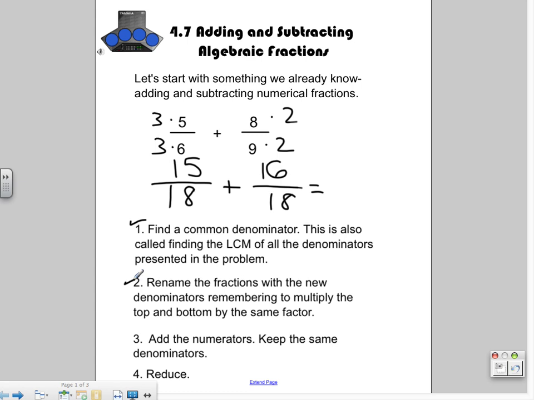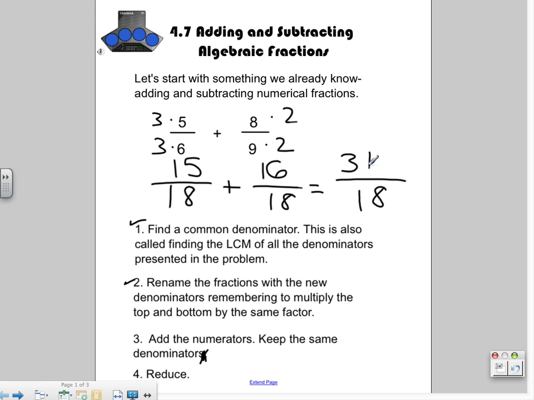Number 3 says add the numerators, keep the same denominators. So that should be singular, not denominators. It should just be denominator. But basically, I want to keep 18 as my denominator, and I want to add 15 plus 16, which gives me 31.